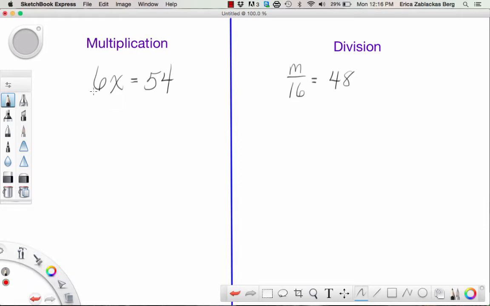So in order to do that, we perform the inverse operation, and the opposite operation is to divide by 6. And we want to make sure we do both sides. So 6 divided by 6 is now 1, and you have x isolated, and 54 divided by 6 is 9. And if we wanted to check that, we can just substitute in 9 for x in the original equation. 6 times 9, and we do get 54, so we are correct.